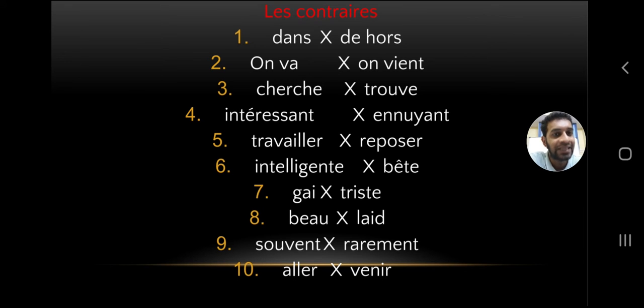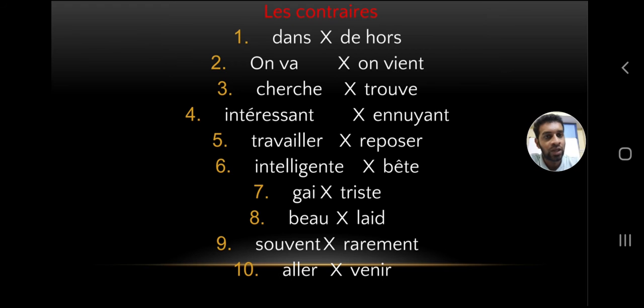So gai means happy. Heureux means happy. Heureux, which means happy even. Content, which means happy. Content means happy also. So triste, which means sad, or you can even write mécontent. Mécontent, which means unhappy. So gai means happy. Triste, which means sad. So for triste you can even write content or heureux. That's fine. Same way for gai you can write mécontent.